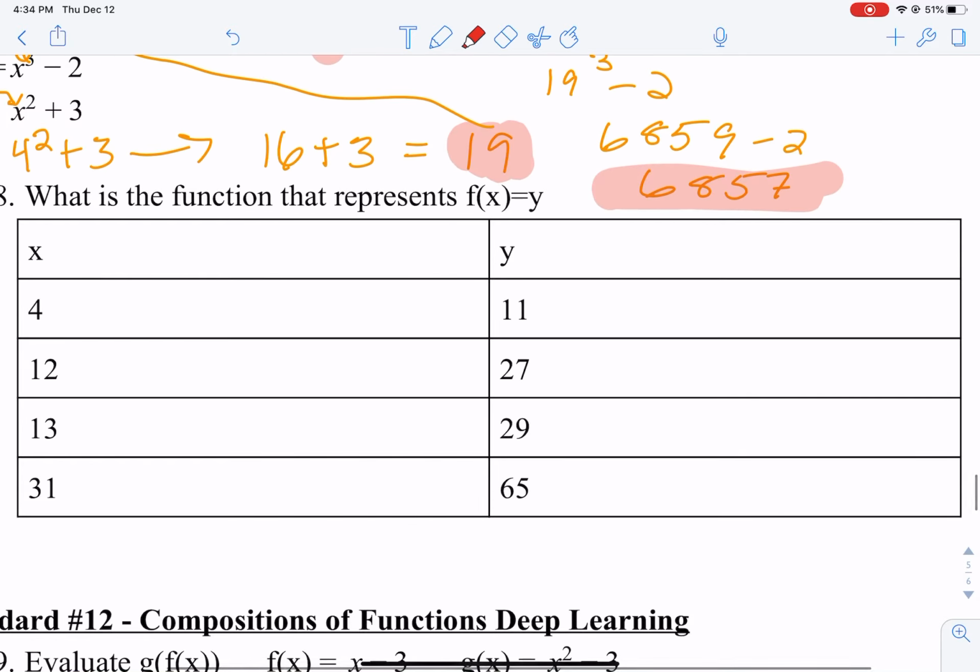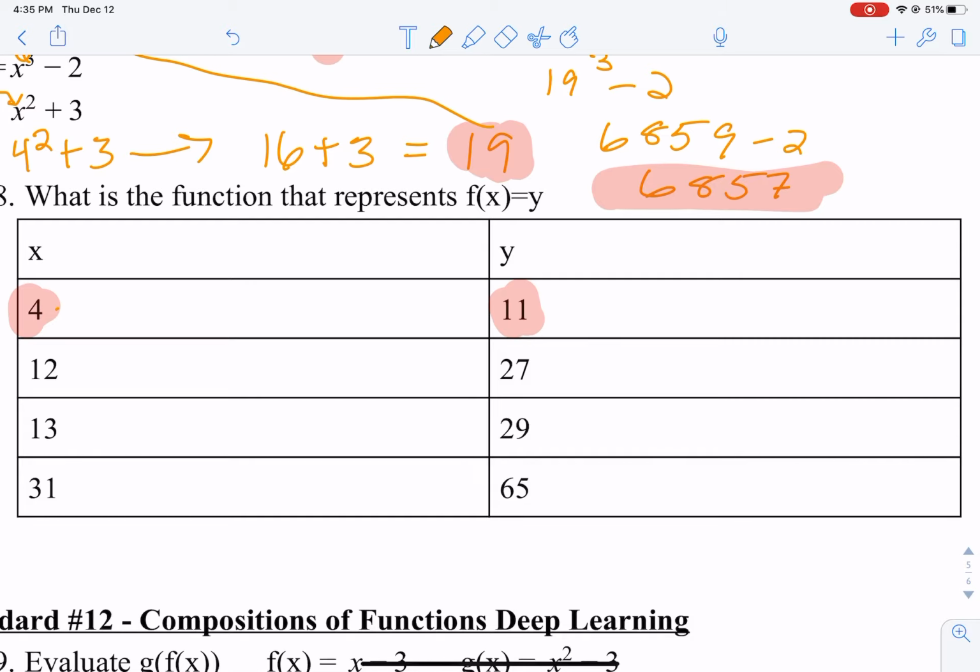What is the function that represents f of x equals y? So I have 4, I have 11. So the question you need to ask yourself is, what do I do to go from 4 to 11? So I don't know if you remember the lesson in class where we guessed the function. That's what we're doing here. So how do I go from 4 to 11?